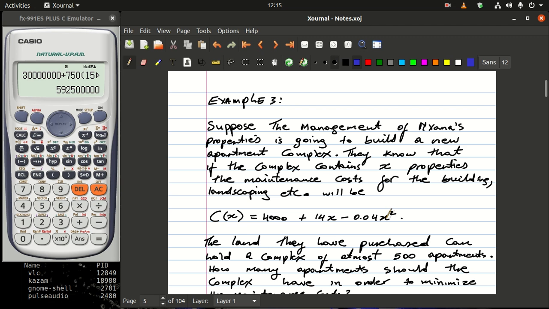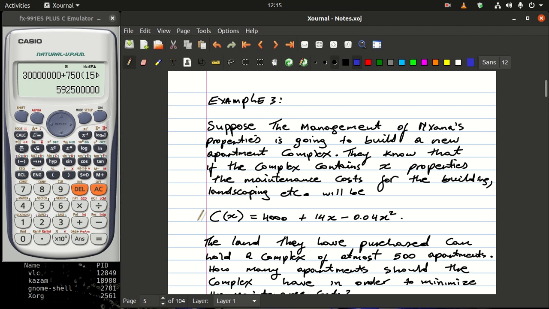Mr. Nxana has been recording some information, and after taking this information, he knows that each property usually costs this much, and he actually built a table that has the number of properties, and then on the second column the costs.